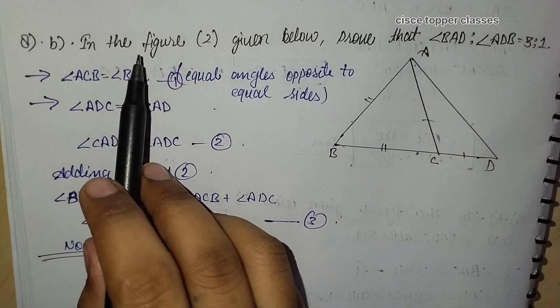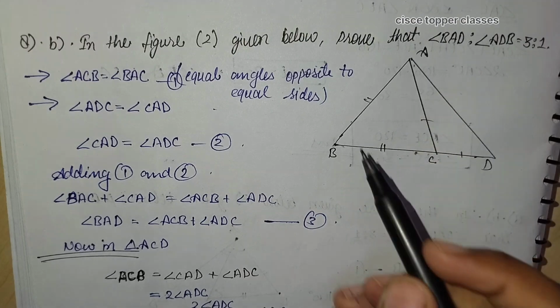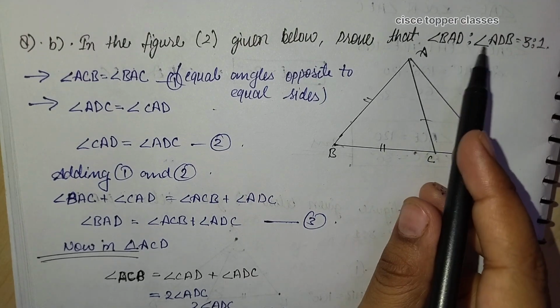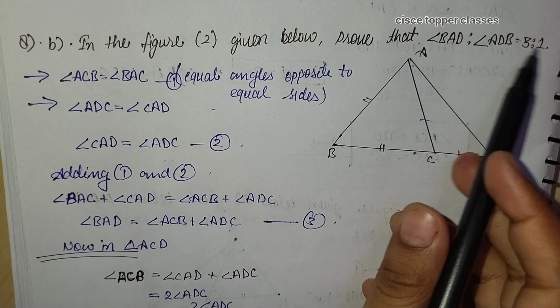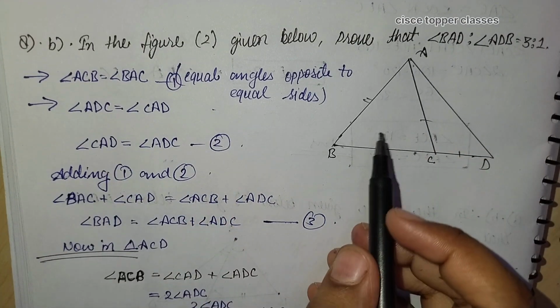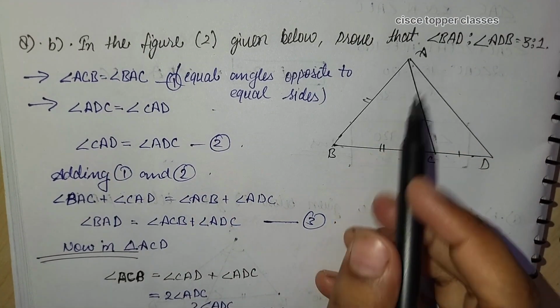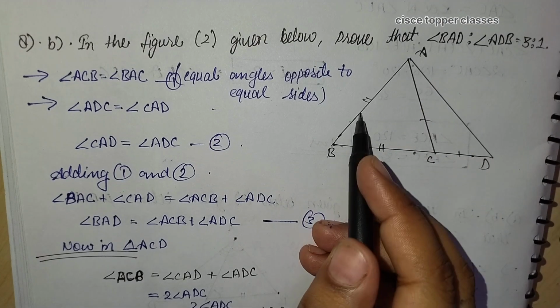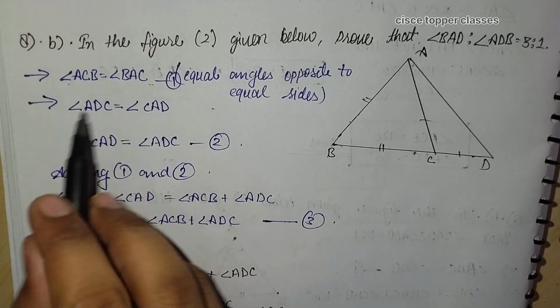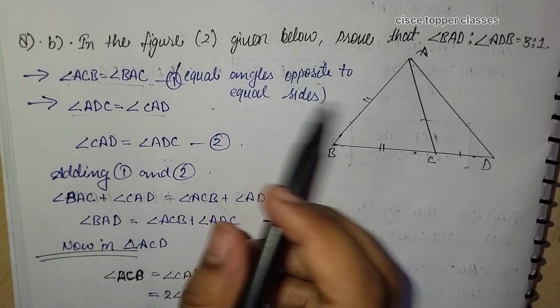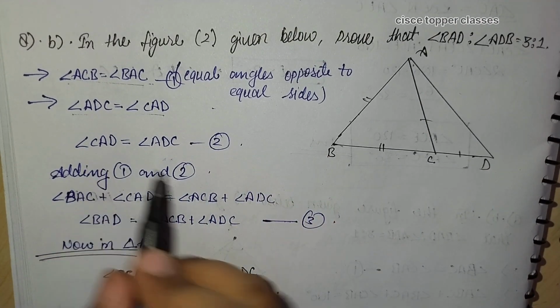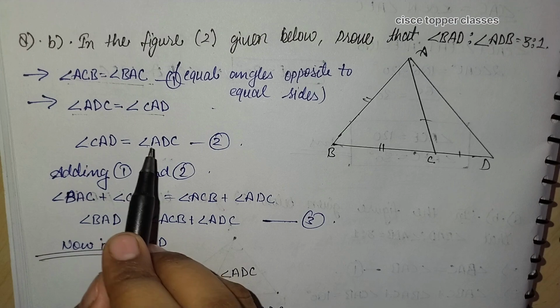Now, the eighth question here is, in the figure given below, we have to prove that the ratio of BAD to ADB, means this ratio of BAD and ADB, is equal to 3:1. Firstly, from this diagram, we can see that these two angles and these two angles are equal because of equal sides. So ACB and ADC are equal because of equal angles opposite to equal sides. Simply, we can write this also, CAD equal to ADC.